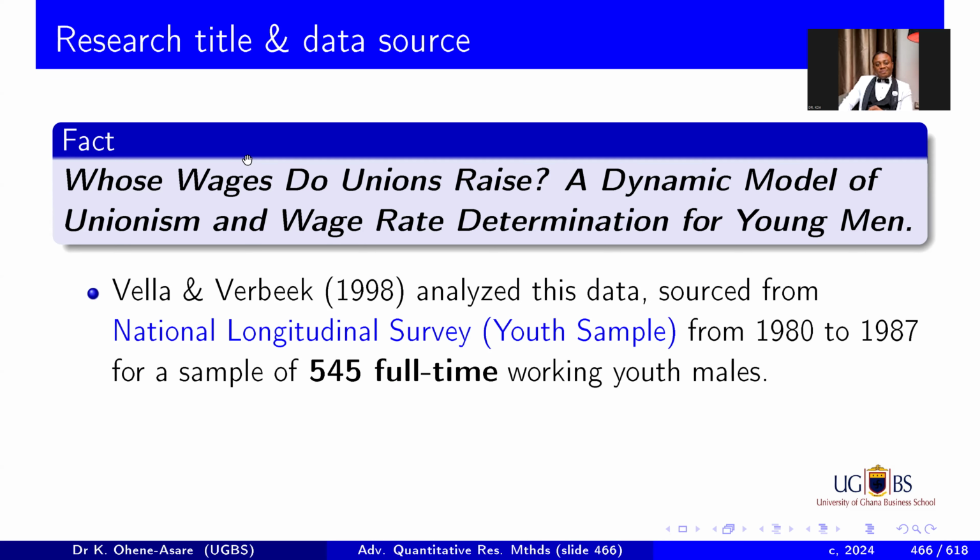This was a paper that was written by Vella and Verbeek in 1999. They were analyzing this data that you are seeing under Excel. And the data is from the National Longitudinal Survey. It's data from 1980 to 1987. It's made up of 547 full-time working youth males.